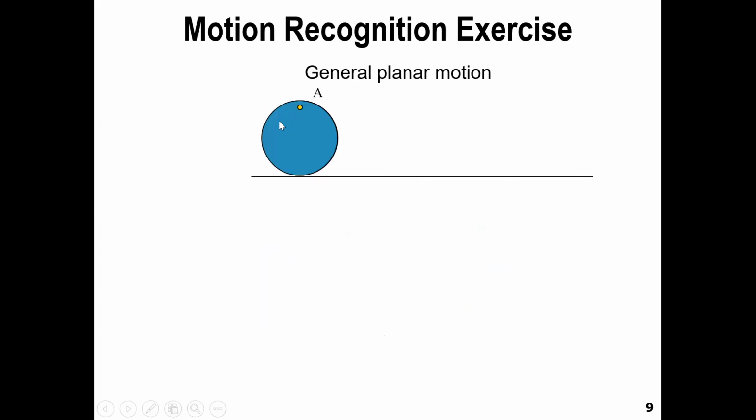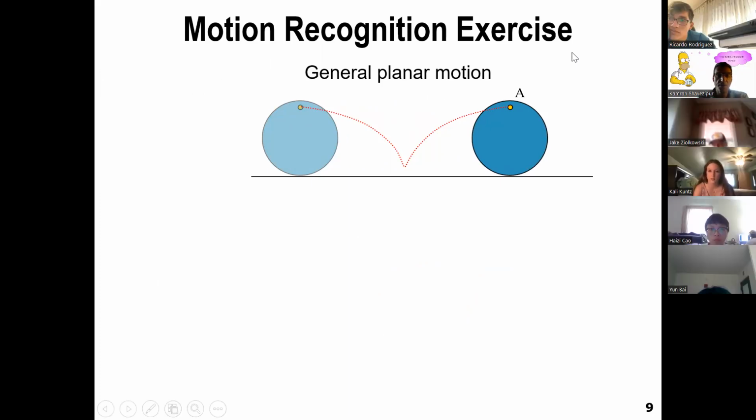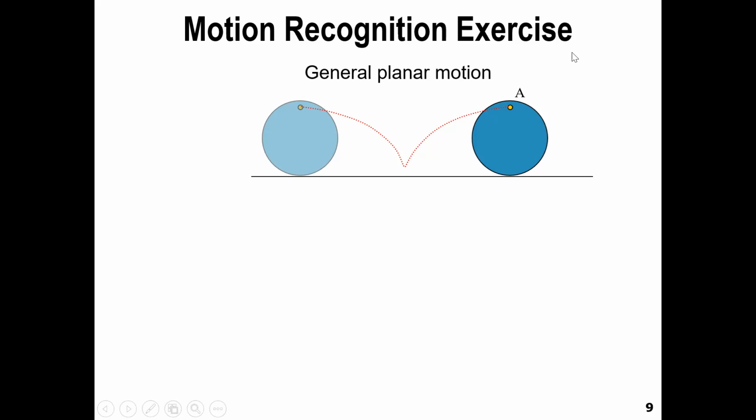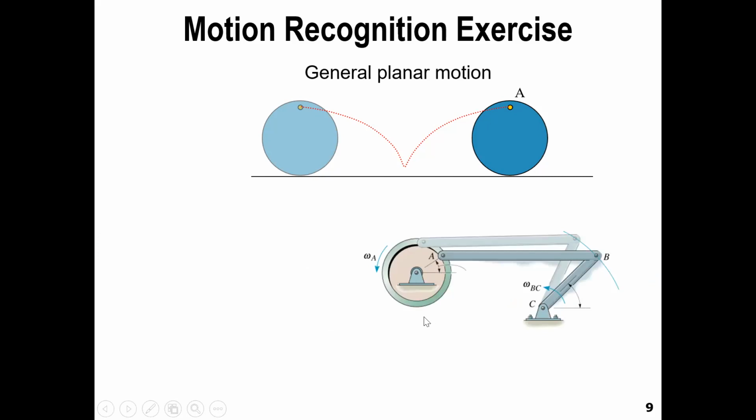Now, another general motion, when you roll a ball, a disc, a circular shape on the ground, you see, that's how it goes. The tires of your bicycle or tires of your car have general motion because they rotate about their center, but the center moves, right? So you have a combination of rotation and translation. It gives you general motion. Here, you have another mechanism. This disc has rotation about a fixed point. Link BC has rotation about a fixed point, but link AB has general motion.